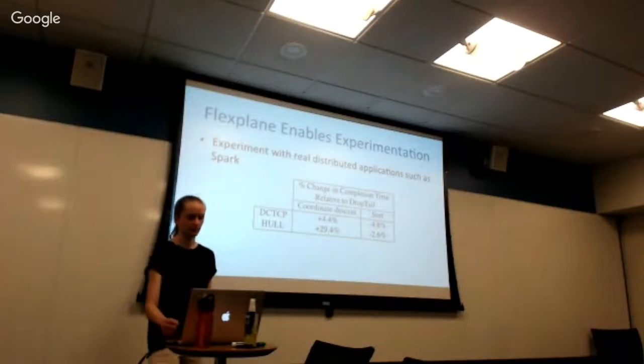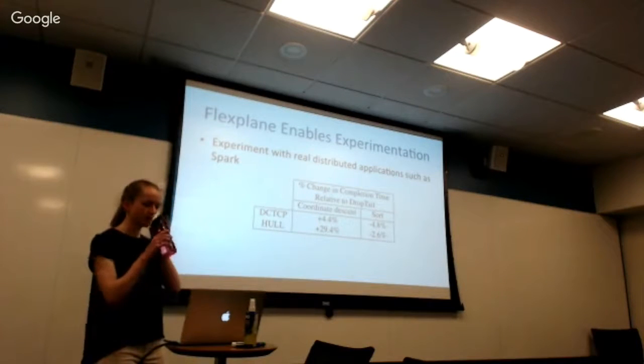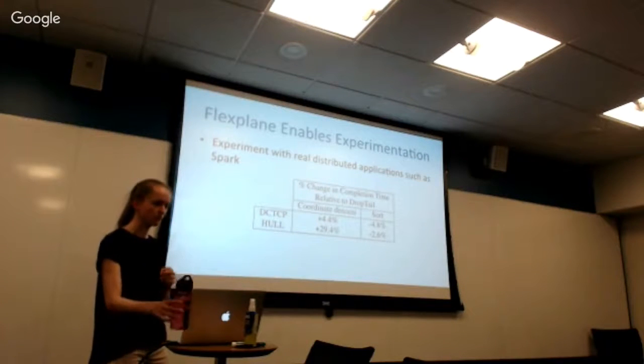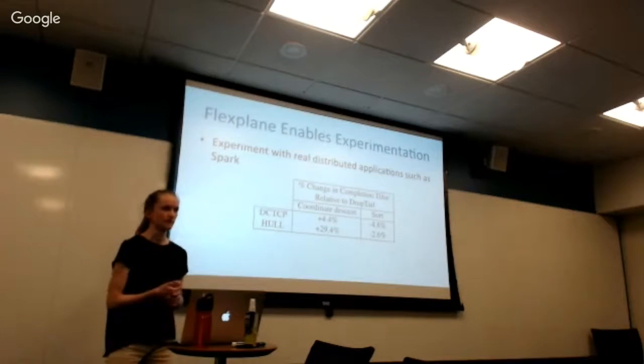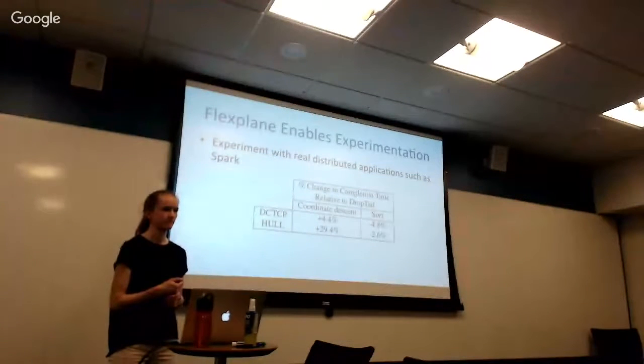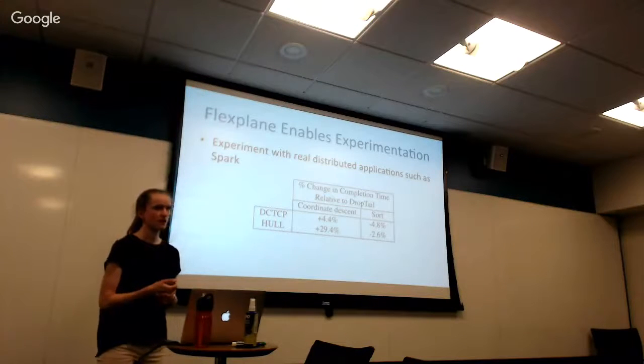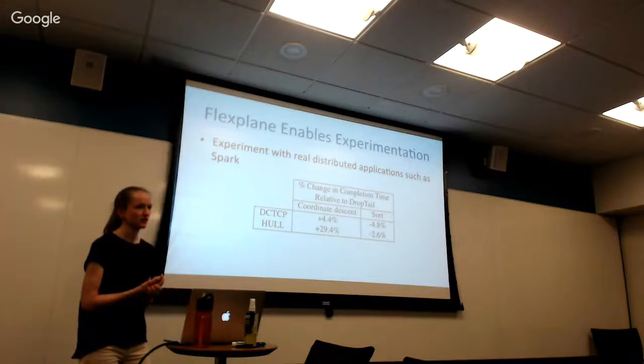Have you looked at how these results compare with people who've simulated Spark workloads where they just take the flow sizes and arrival patterns? That's a good question. I haven't compared to that, but that would be an interesting thing to look at.